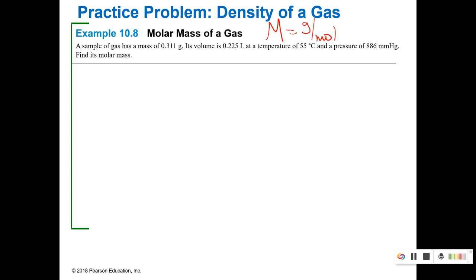The reason I'm doing that is because that last density equation we were using doesn't have liters, but this problem does. So I'm going to go with the premise of I need to use PV equals nRT to find moles and then plug moles into that equation. So I've got, don't forget to convert your millimeters of mercury to atmospheres.